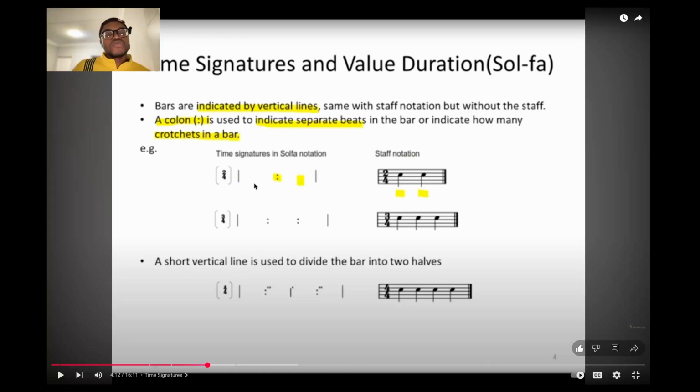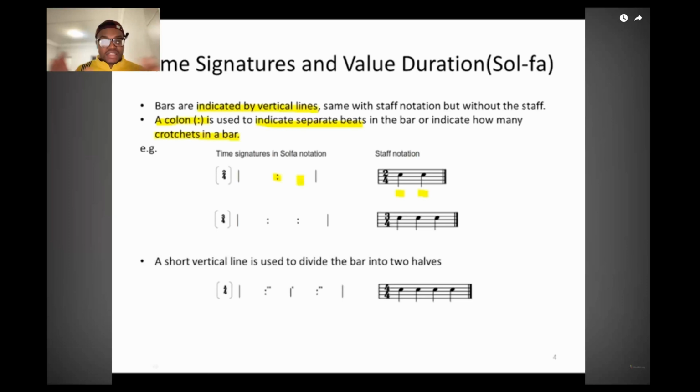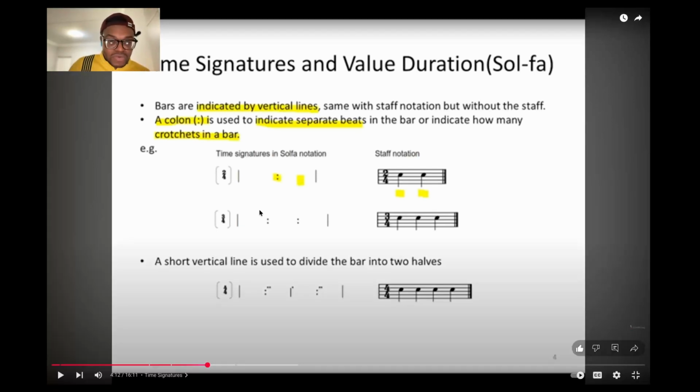So you've seen in some of the songs that we have, you might have a colon, but there's more than one note. Essentially, all those notes add up to a beat, even if there's a rest there. Whatever it is, it adds up to a beat. So the colon separates 2 beats' worth of duration, basically. It separates 2 crotchets.